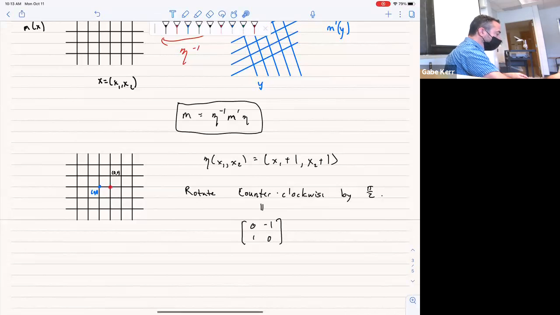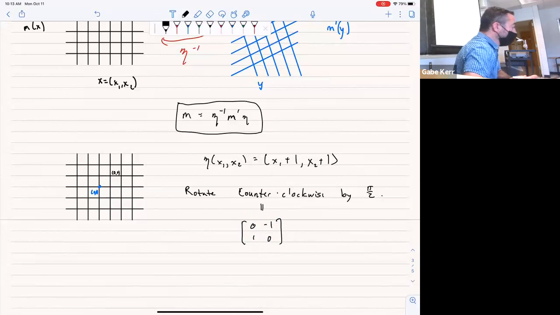Alternatively, you can ask in your coordinate system, where do the basis vectors go? Where does the basis vector 1, 0 in your coordinate system go? It goes to 0, 1. There's that column. Where does 0, 1 go? It goes to -1, 0. There's that column.